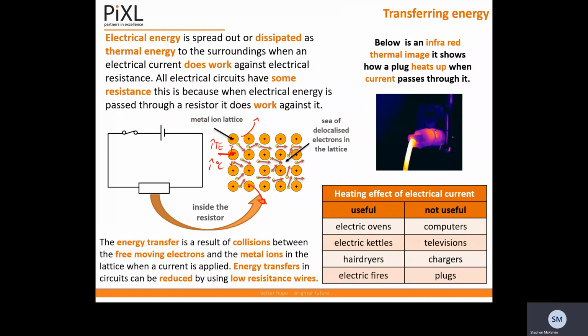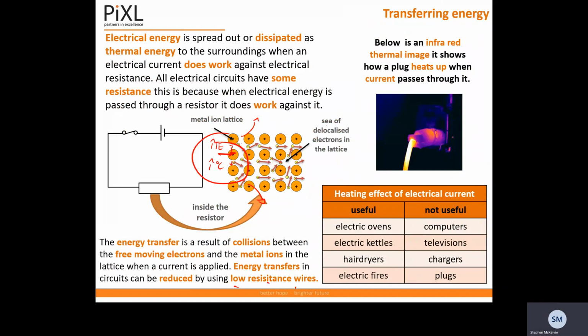All electrical circuits have some resistance, and this is because when electrical energy is passed through a resistor, it does work against it. What I've just described there is the work that's done. The energy transfer is a result of collisions between free-moving electrons and the metal ions in the lattice when a current is applied. Energy transfers in circuits can be reduced by using low resistance wires. If there's less resistance in this circuit, then there is less energy being released.